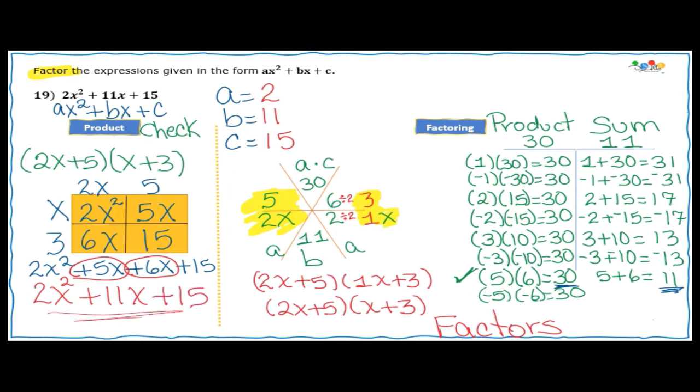So what do you see here? Yes, that is actually the problem that was given to me. Look at the very top. I do see 2x squared plus 11x plus 15. So why is it so important for you guys to do the box? Because in that way, you will double check that your factors that you found are actually the ones that will give you the original problem.